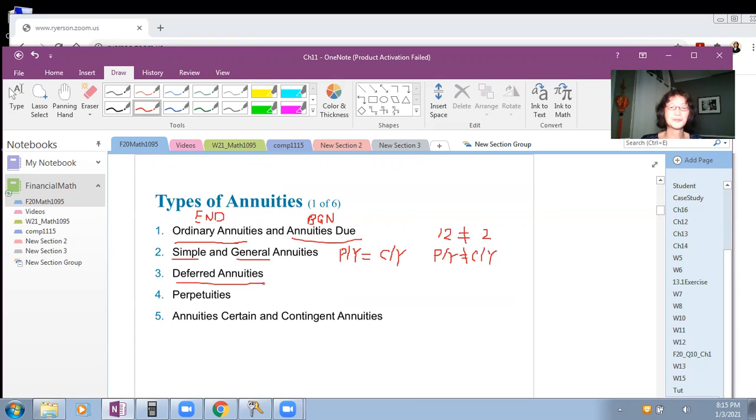Deferred annuities: you don't make payment until a certain period of time. For example, after 3 years, you receive a payment every month of $1,000. That is a deferred annuity. Perpetuities is an annuity that goes on forever. For example, scholarships. Every year, universities will offer scholarships. Those scholarships usually run year after year after year. So they are perpetuities.